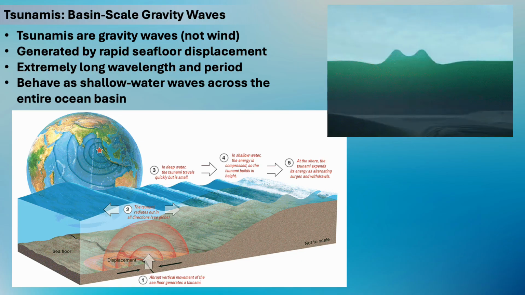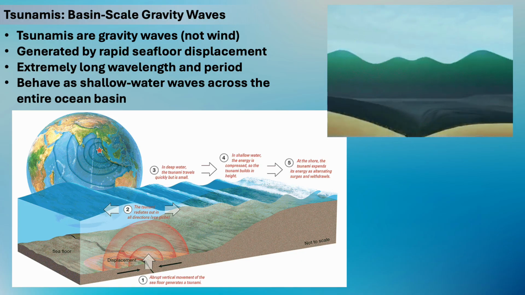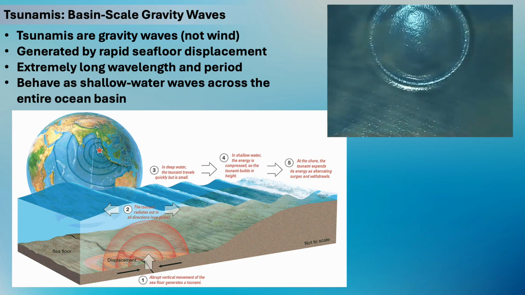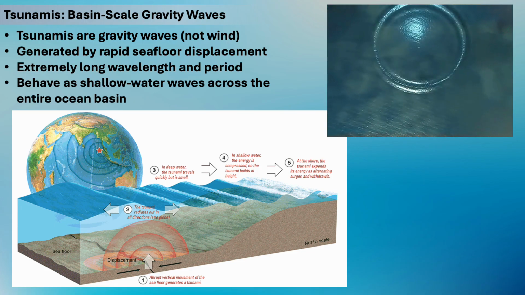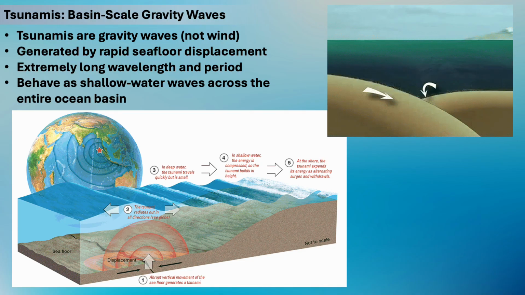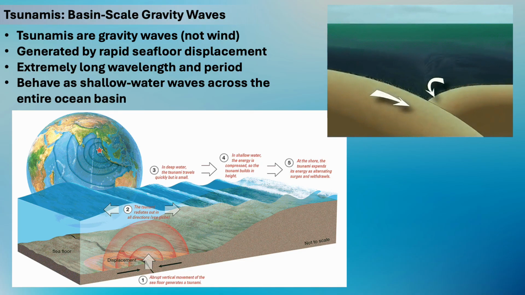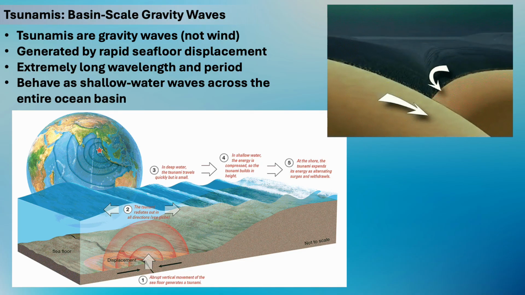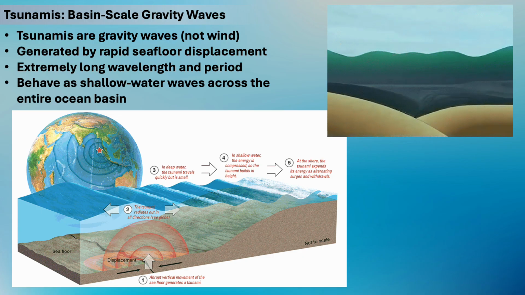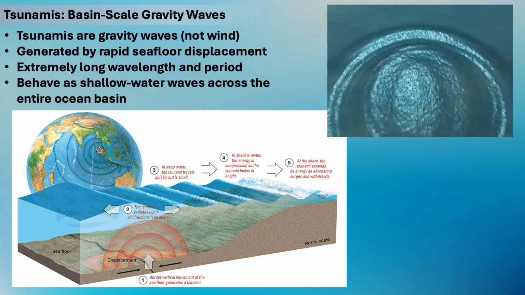As a result, tsunami speed depends on water depth and not wavelength. And tsunamis can travel across oceans at jetliner speeds. Despite their speed and energy, tsunamis are often barely noticeable in deep water. Ships at sea may pass over them without detecting anything unusual.